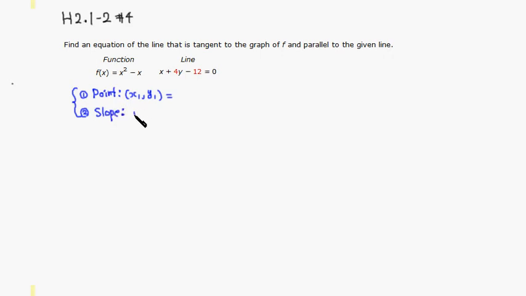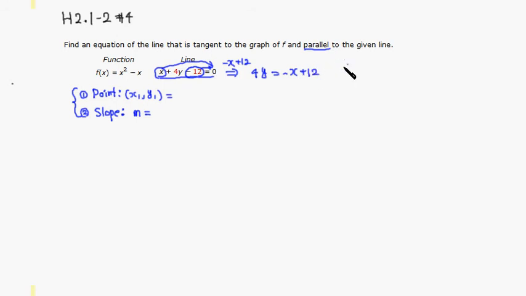Slope m. This one is actually fairly easy to find, because the tangent line we're looking for is parallel to this line right here, which means it's going to have exactly the same slope as this given line. So I'm going to isolate y by subtracting x and adding 12, so that we can move x over to the other side and negative 12 over to the other side. So this is going to be 4y on the left still, and then you're going to have negative x plus 12.